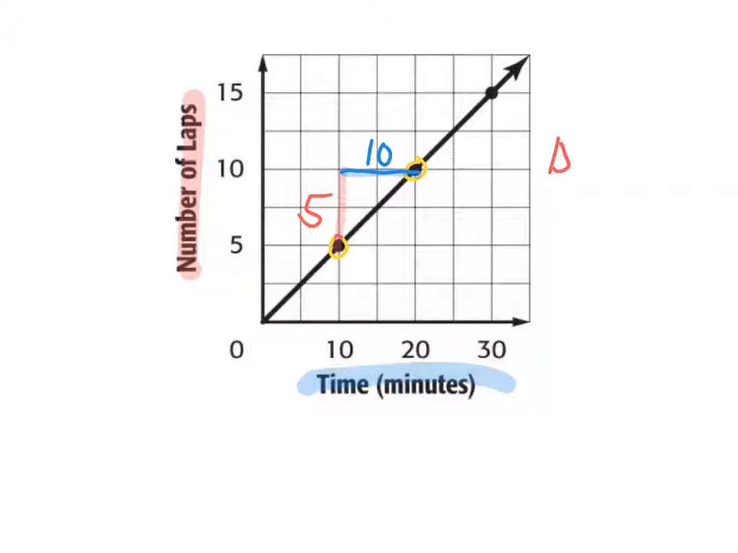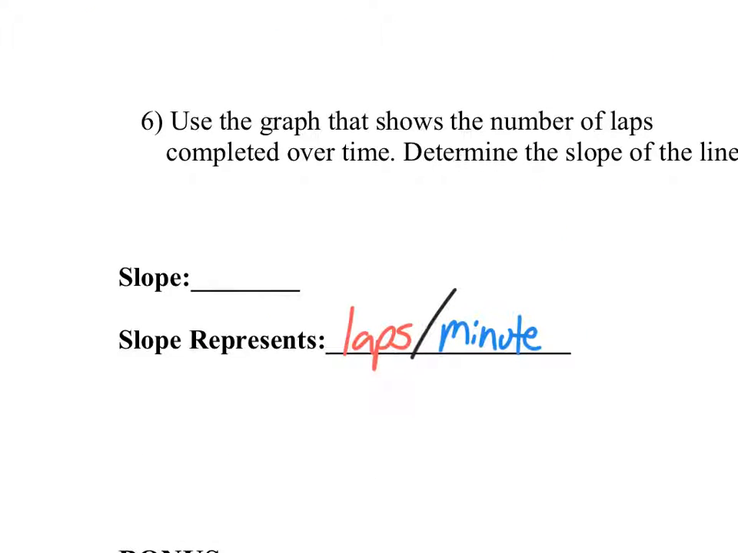So again, my change of y over my change of x. We just said y changed by 5 and x changed by 10, which simplifies to 1/2. So my slope is going to be 1/2, which means that we are going to do 1/2 of a lap every minute.